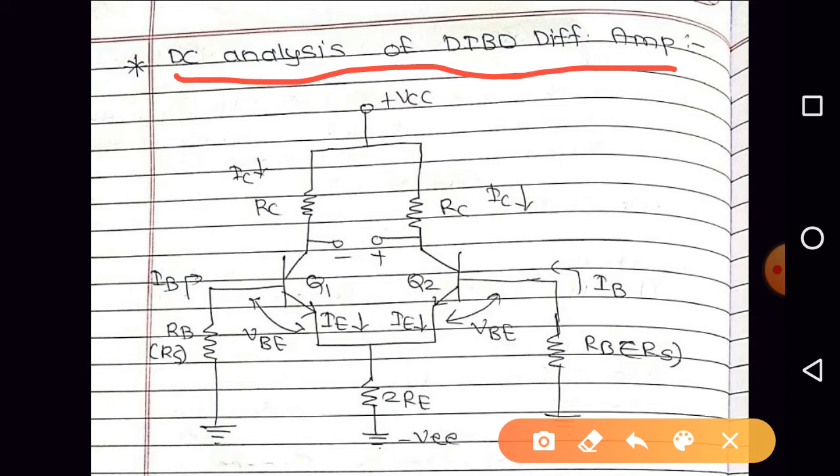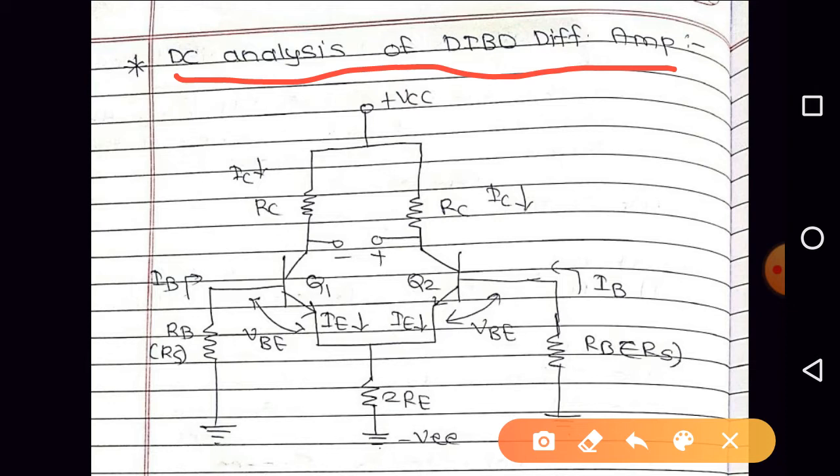Already we discussed in the last lecture the DIBO. In DIBO, dual input means two inputs, and balanced output at the collector terminals. So for the DC analysis, connect the input voltages V1 and V2 to the ground.